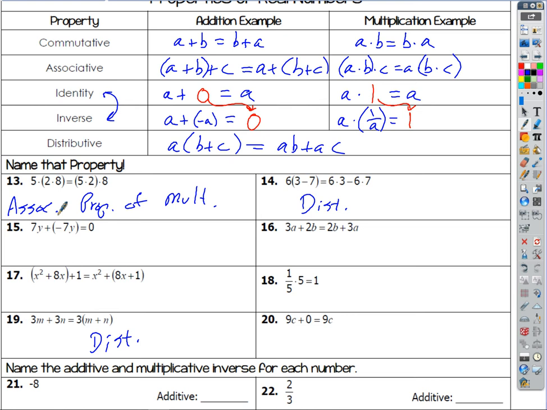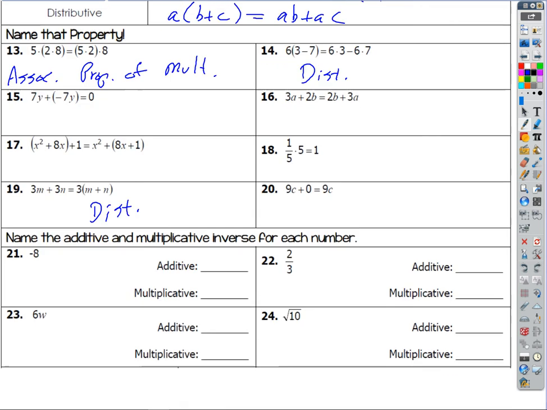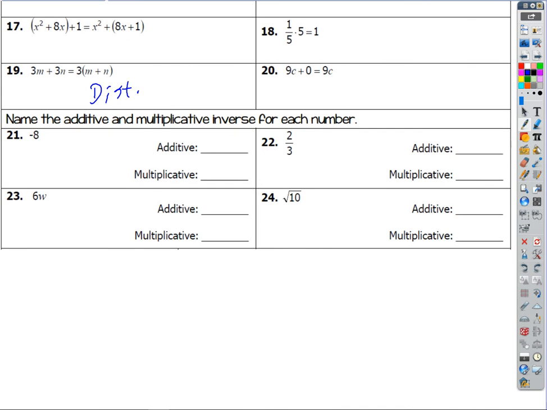Well, that's probably good for them. Let's skip down to these guys. So this time, for each of those real numbers, we want to know what's the additive and multiplicative inverse. Okay? So what's the additive inverse for negative 8? 8. Yep. What's the multiplicative inverse?